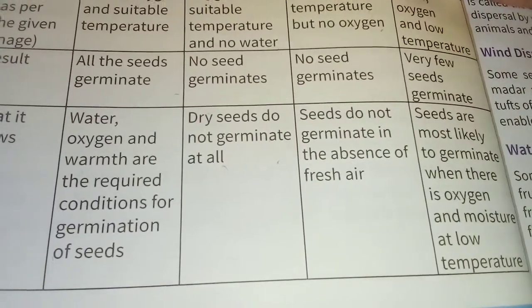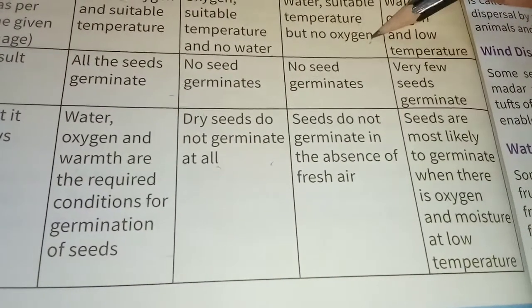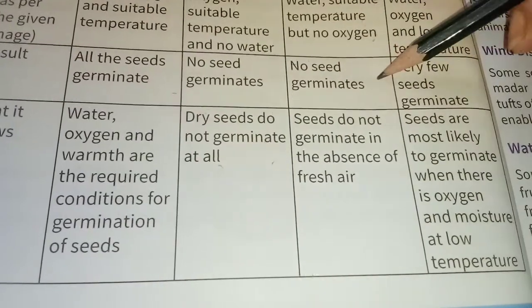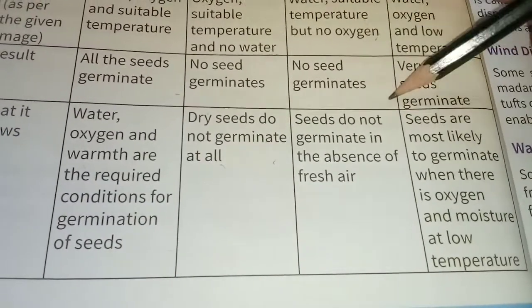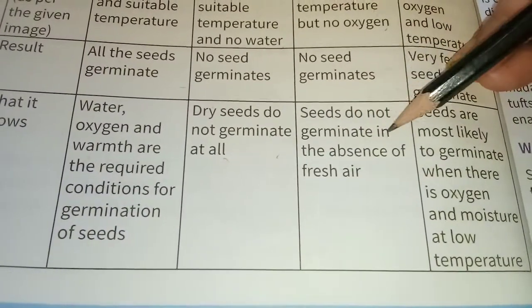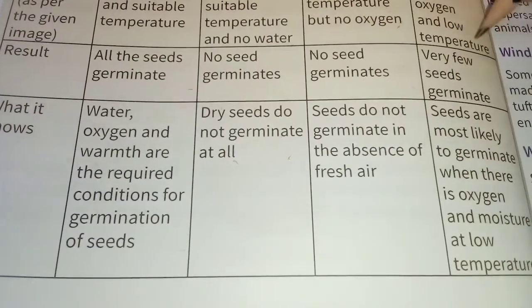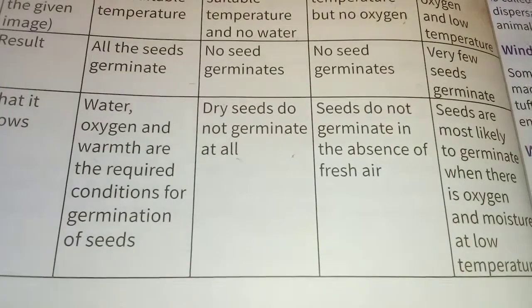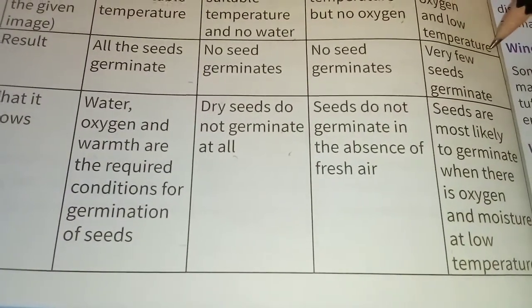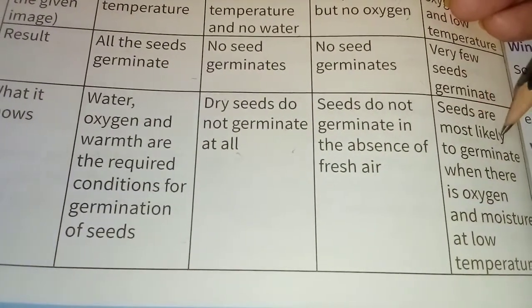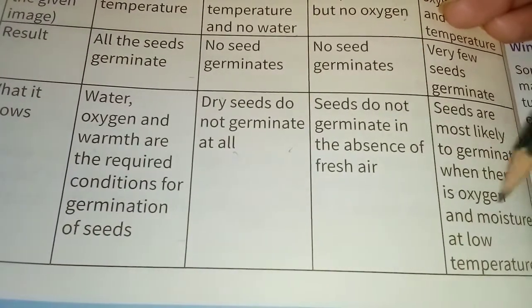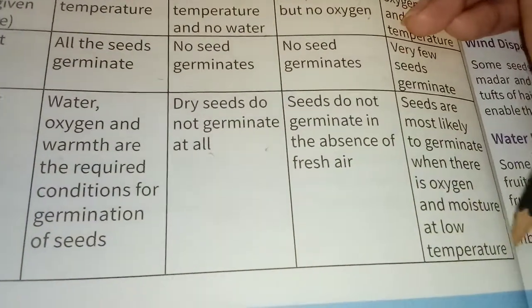Next, water, suitable temperature, but no oxygen. There is also no seed germination. That means seeds do not germinate in the absence of fresh air. And in case of D, very few seeds germinate when there is water, oxygen and temperature, but the temperature is very low. Seeds are most likely to germinate when there is oxygen and moisture even at low temperature.